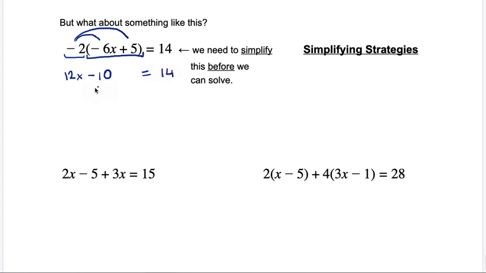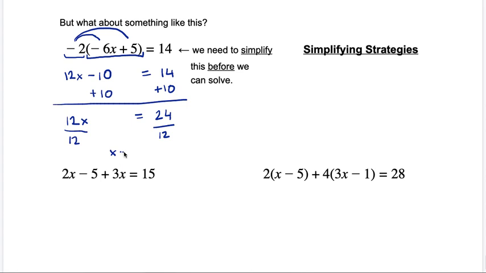This looks exactly the same as we got before. We're going to add 10 to both sides, and that's going to give us 12x equals 24, and therefore then dividing by 12 on both sides gives us x equals 2, right? So this is a pretty straightforward strategy, right?